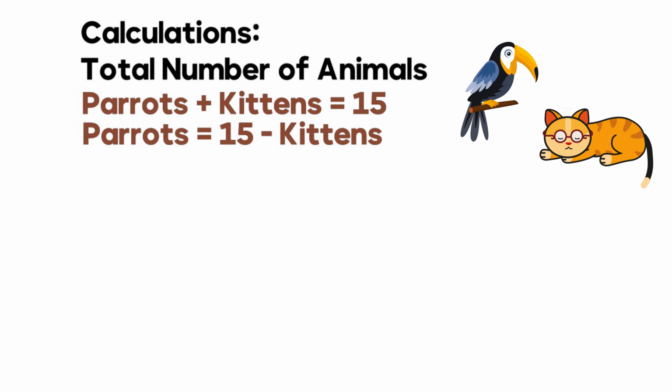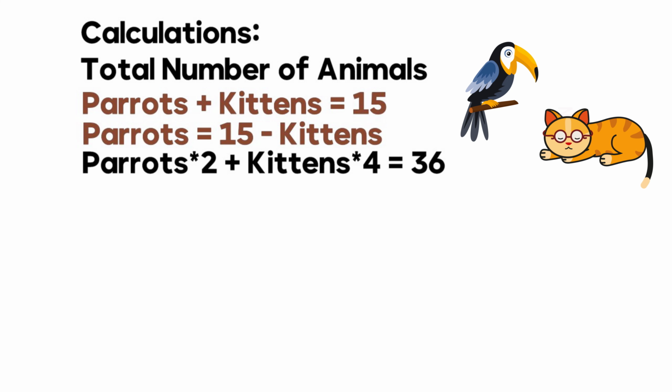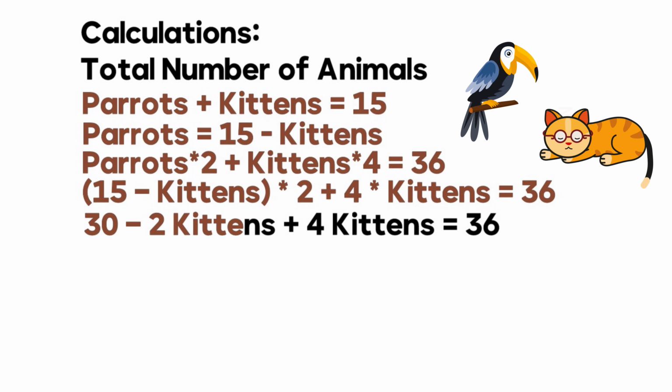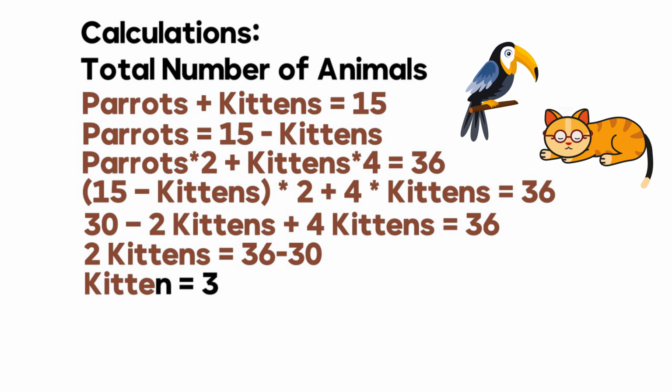We can do a similar expression based on the number of legs. 2 multiplied by number of parrots plus 4 multiplied by the number of kittens equals 36. Now let's replace parrots in this expression with 15 minus kittens. So 15 minus kittens multiplied by 2 plus 4 multiplied by the number of kittens equals 36. Which means 30 minus 2 kittens plus 4 kittens equals 36. After simplification, 2 kittens equals 36 minus 30, which means that there are 3 kittens in the store.